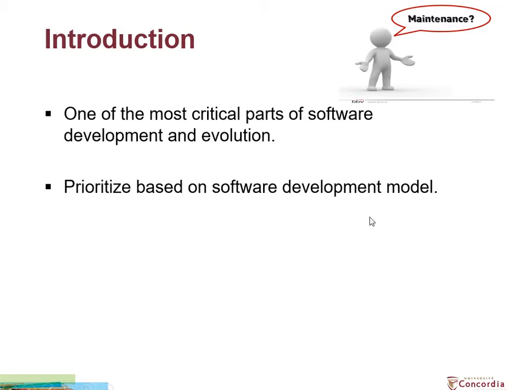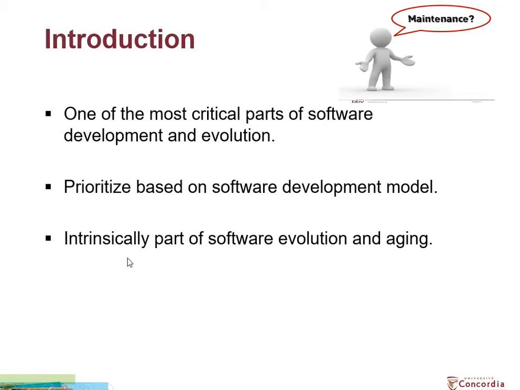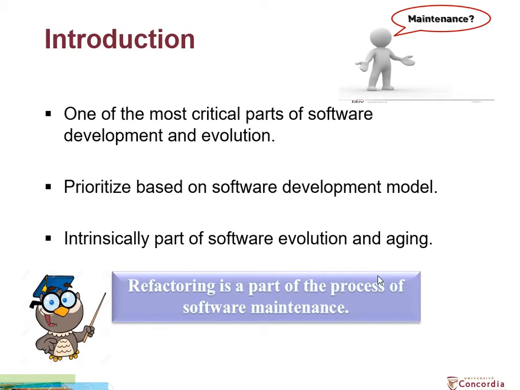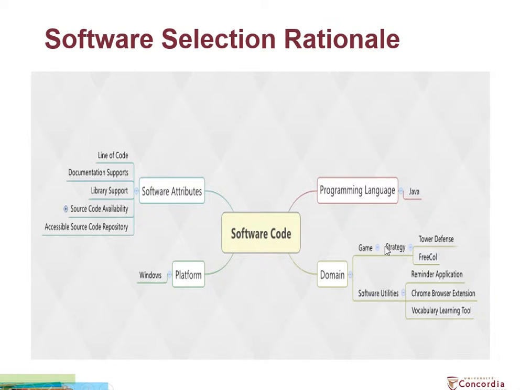What is maintenance? Maintenance is a part of the software development process, and it is prioritized based on the software development model. For example, if we choose the waterfall model, maintenance would be the last step in this model. And maintenance is intrinsically part of software evolution and aging. Refactoring is a part of the process of software maintenance.